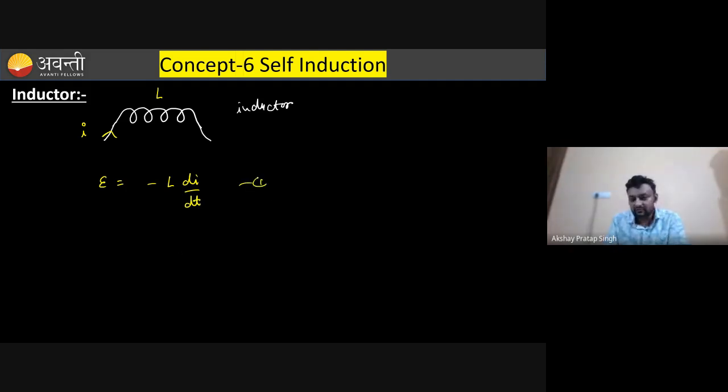Now from this relation, one more punchline you can form. What is the punchline? The higher the self-inductance, the more will be the EMF induced. Can you see that direct relation? Higher the self-inductance, more will be the EMF induced. So you can say that E is directly proportional to L, the self-inductance.